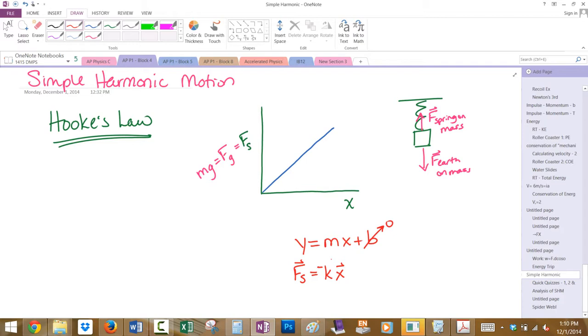In the positive, in the upward direction. Now, what about this spot here? We could call it equilibrium. Have we used that word yet? Not officially, but you kind of get it. What does equilibrium mean? When there's no force acting on the spring. When there's no force acting on the mass.